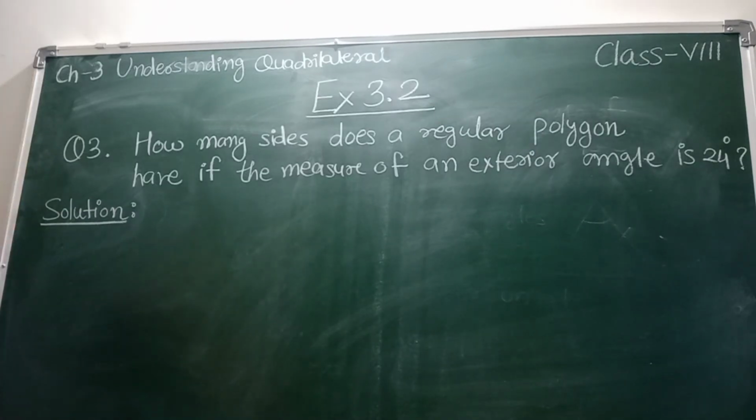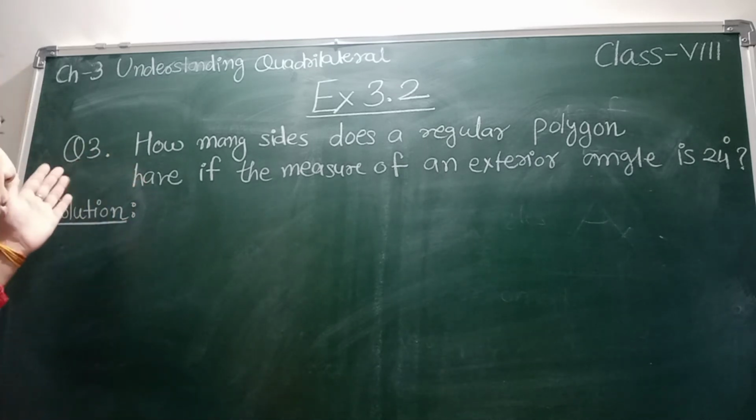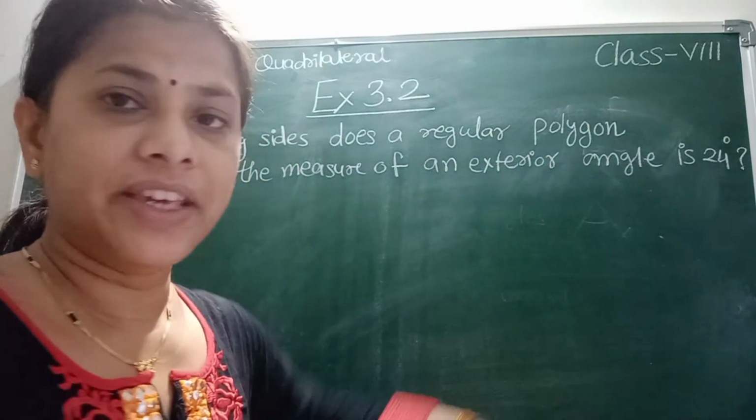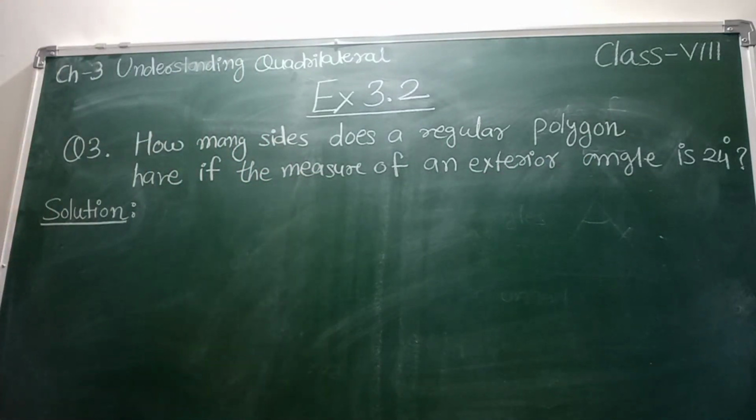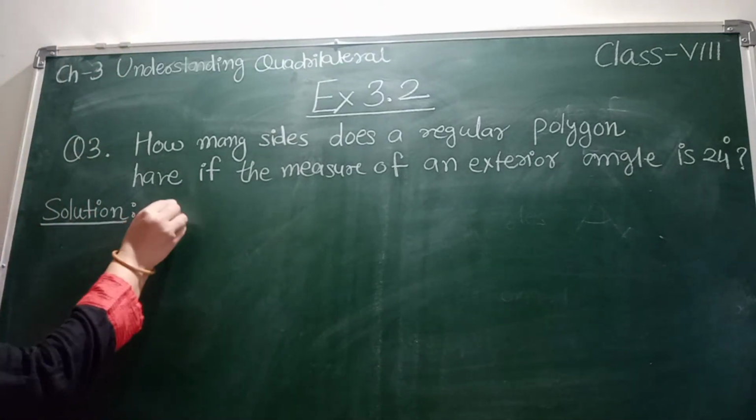Question number 3 is: how many sides does a regular polygon have if the measure of an exterior angle is 24 degrees? This question is just the opposite of question number 2. Here, the measure of an exterior angle is given and we have to find the number of sides. Similarly, we will proceed. Again, we will apply the same formula.